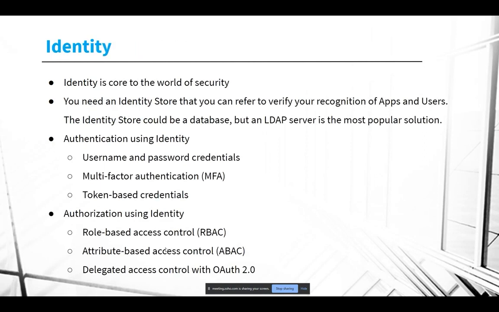So when we say identity, when you are going to any mall or any airport, they will ask for your identity card. You will show your passport or your Aadhaar card, driving license or something. By showing your identity card, you are representing that you are the authorized person who is allowed to enter. So identity is a core of the security world.